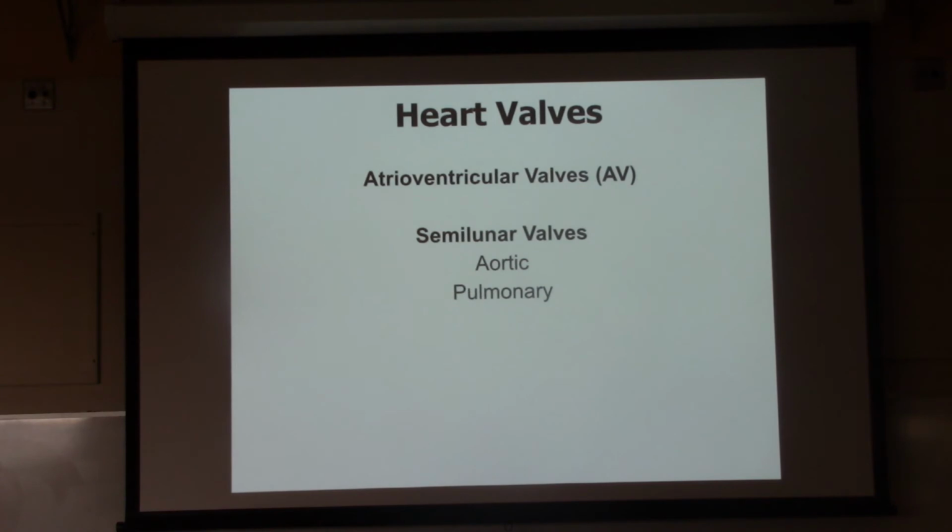We also have the pulmonary semilunar valve. And the pulmonary valve is between the right ventricle and the pulmonary trunk. The pulmonary trunk is that first artery in the beginning of the pulmonary circuit.